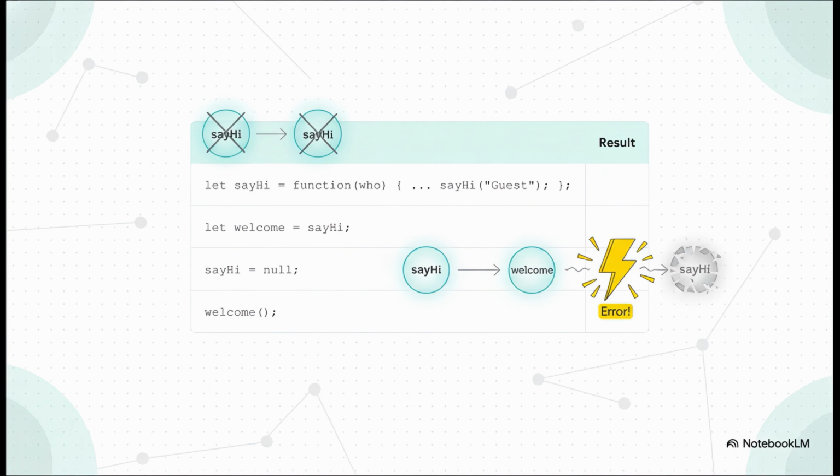Well, that internal recursive call is suddenly going to fail. Check this out. It's a perfect example. We define a function, sayHi, and inside it calls sayHi. Simple enough. Then we assign it to a new variable called welcome. But watch what happens when we set the original sayHi to null. When we try to call welcome, it tries to run that internal sayHi(guest) call, but the outer sayHi variable doesn't exist anymore. It's null, and the whole thing just crashes.